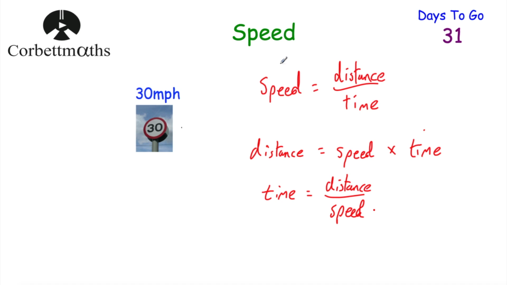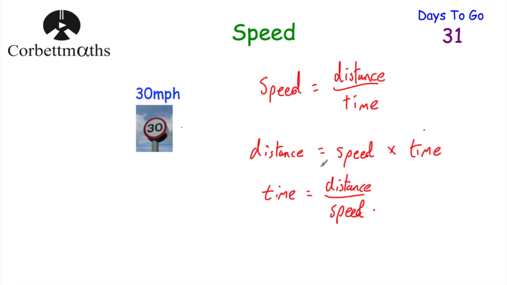Hi, today we're going to be looking at speed, distance and time. Now if we've got a speed such as 30 miles per hour, it tells us a lot of information. It's saying that every single hour something is travelling 30 miles. So in 1 hour it would travel 30 miles. In 2 hours it would travel 60 miles. In 3 hours it would travel 90 miles and so on.